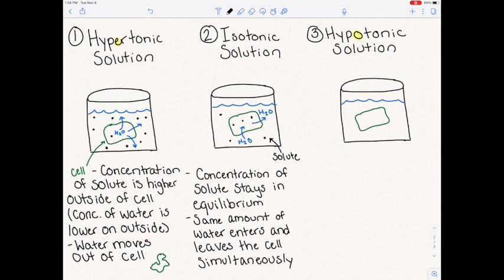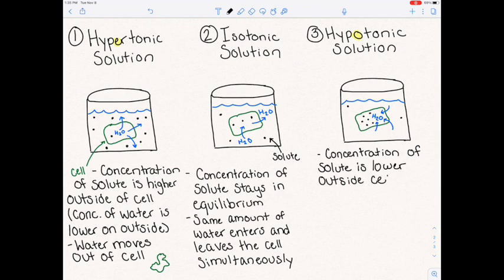So when we have a hypotonic solution on the outside, remember the outside is the solution, we only have a couple of solute molecules. But in this example, we have a lot of solute inside the cell. In this case, water is going to come into this cell. So the concentration of solute in this case is lower outside the cell. Or if you really want to think about this in the context of water, we can say that the concentration of water on the outside is higher.